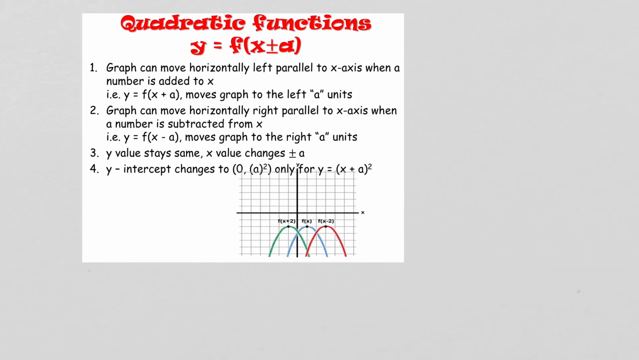The second transformation is when the graph moves horizontally left or horizontally to the right, parallel to the x-axis. It moves horizontally left when we add a number to x. If we subtract a number from x, it moves to the right. So our y value will stay the same, and the only thing that's changing is the x value.